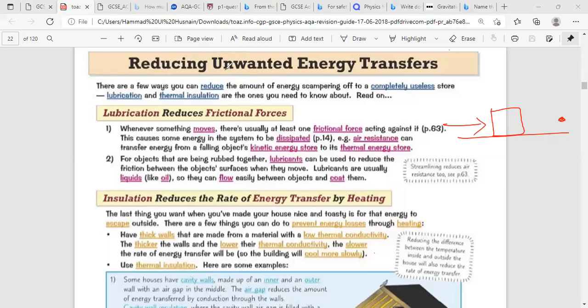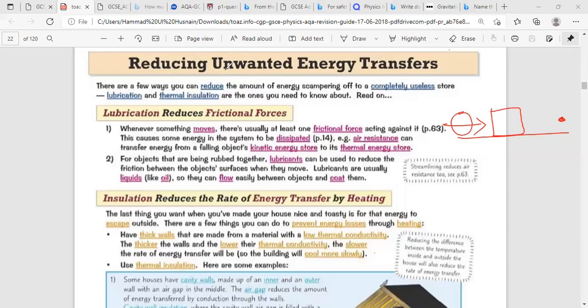Now why is it difficult? Because the floor will provide a frictional force to this box. So now the concept of friction is clear to you. Now what is happening? Basically, due to this friction, some of our energy is lost. So we want to reduce that energy loss.